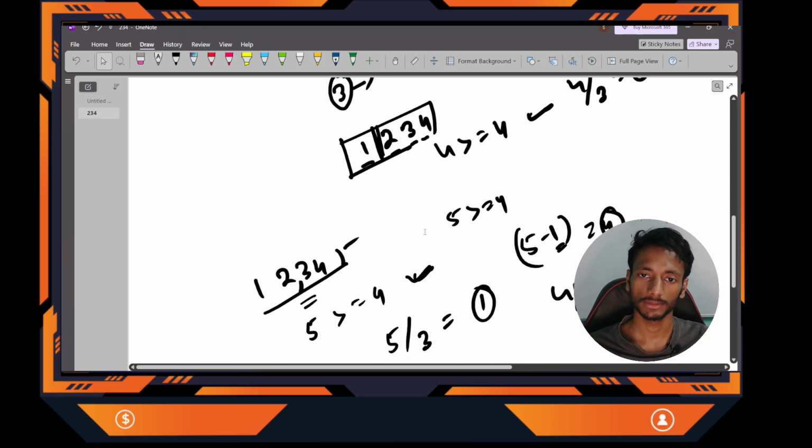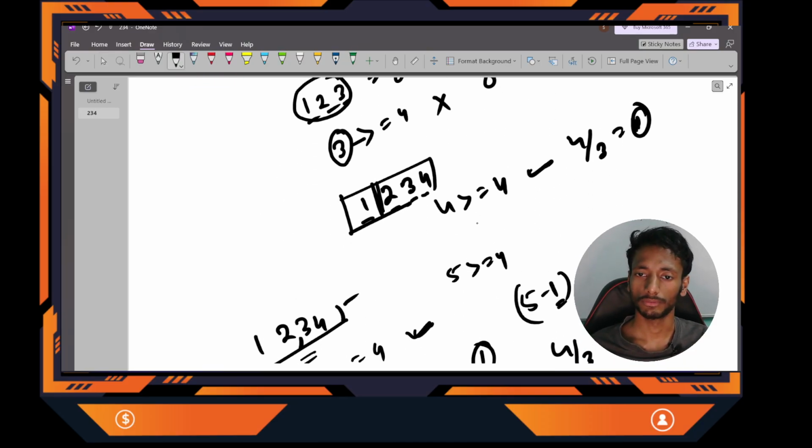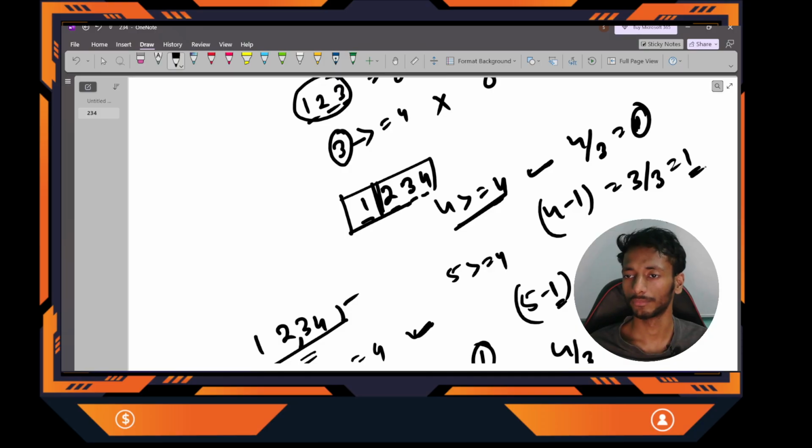Now for this test case, we have 4 digits. So 4 greater than or equal to 4, so we have at least one comma. First of all, subtract 1: 4 minus 1 is 3. 3 by 3 is 1. Got it? For this case also, we got the correct output by using this formula.